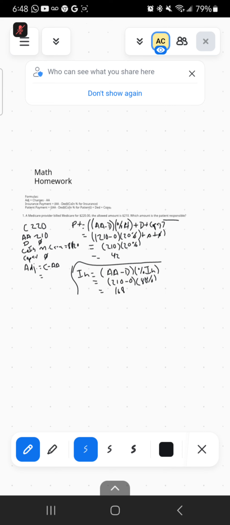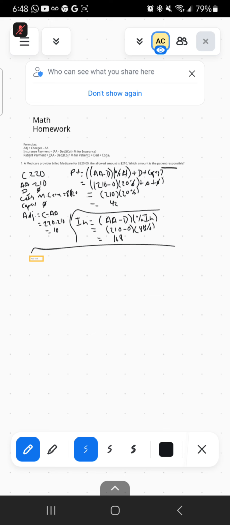We do the adjustment, charges minus allowed amount, so 220 minus 210, $10. That is question number 1. Any questions on question number 1? No. Okay, so now let's do question number 2.